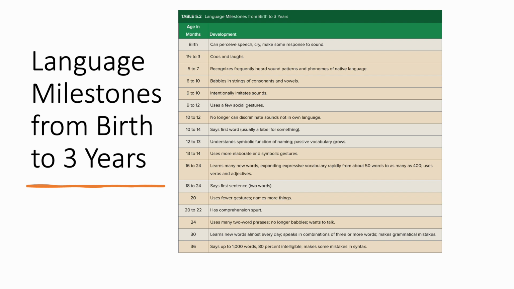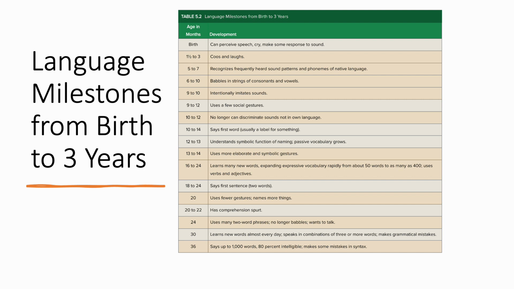At 6 to 10 months, babies babble in strings of consonants and vowels. At 9 to 10 months, they intentionally imitate sounds. At 9 to 12 months, they use social gestures. At 10 to 12 months, they no longer can discriminate sounds not in their own native language. At 10 to 14 months, they say the first word, usually labeling of something. At 12 to 13 months, they understand the symbolic function of naming. Passive vocabulary starts to grow. At 13 to 14 months, they use more elaborate and symbolic gestures.